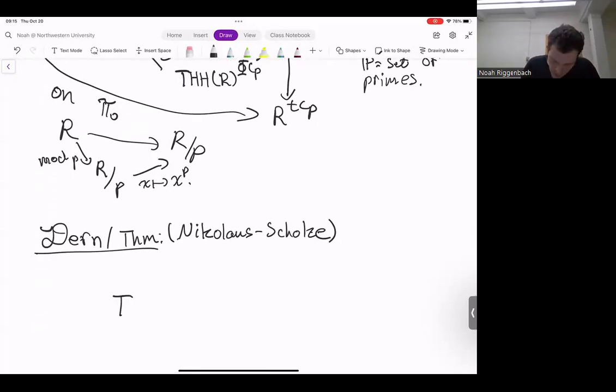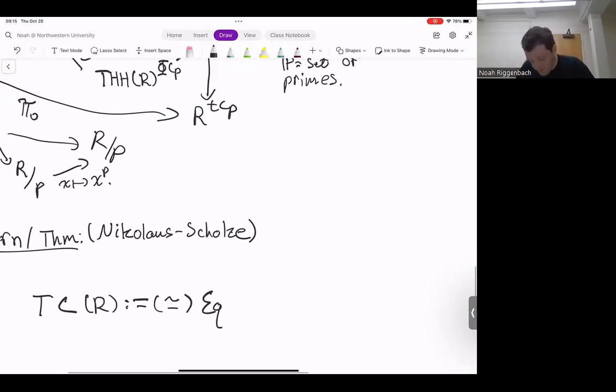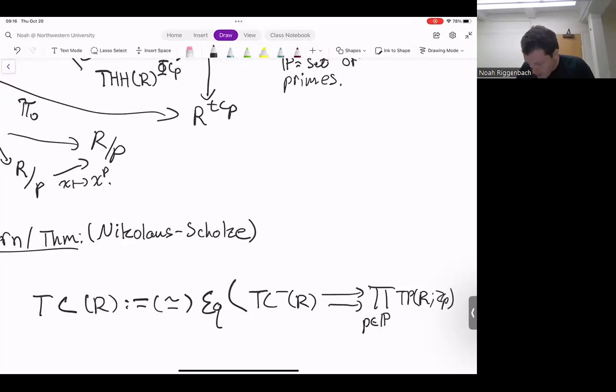We get a new invariant called TC, topological cyclic homology of R. And this is either defined as or equivalent to, depending on how you want to think about this, the equalizer of the following two maps. So you have TC minus, which is the homotopy fixed points, and then you have the product over all primes of TP of R, p-completed.